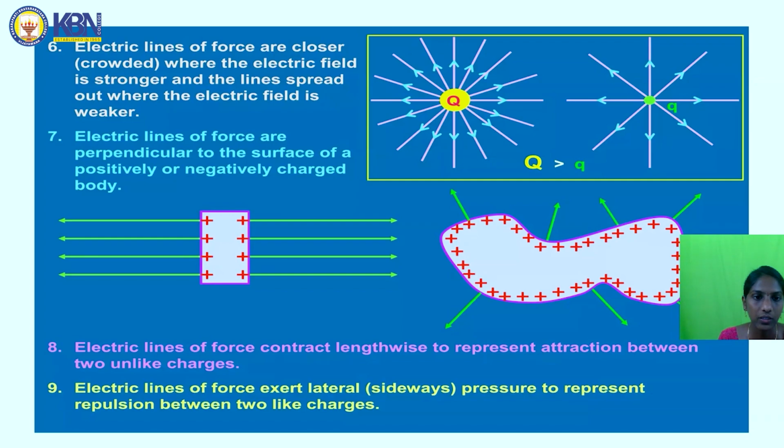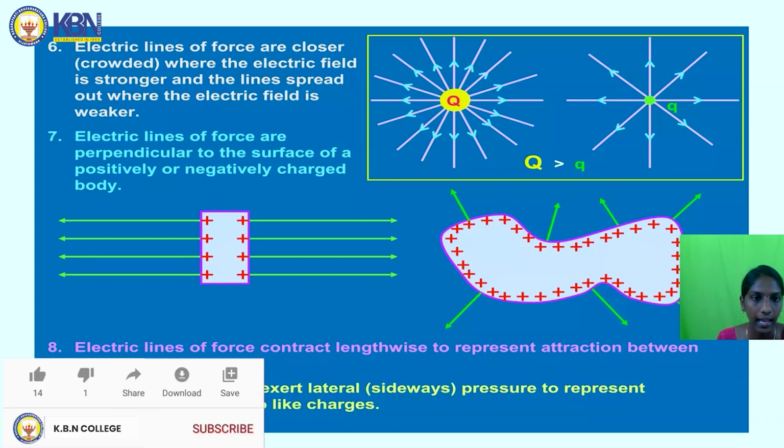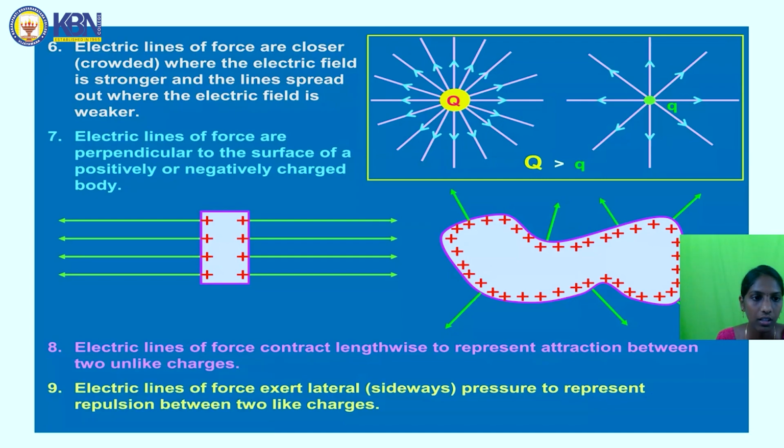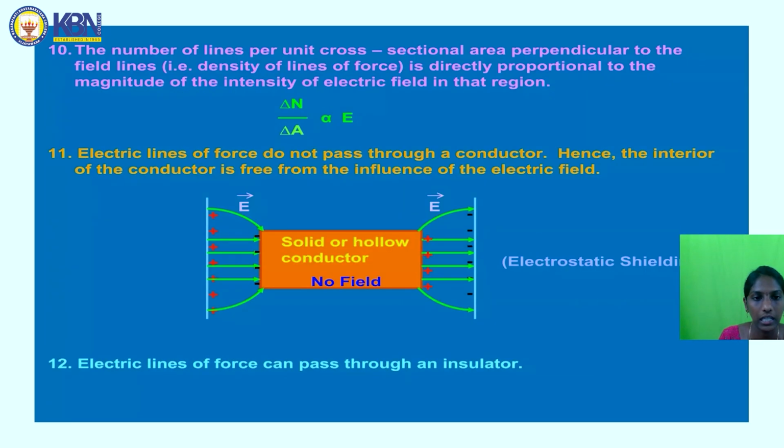The electric lines of force are closer where the electric field is stronger, and the lines spread out where the electric field is weaker. Electric lines of force are perpendicular to the surface of the positively or negatively charged body. Electric lines of force contract lengthwise to represent attraction between two unlike charges. Electric lines of force exert lateral pressure to represent repulsion between two like charges.